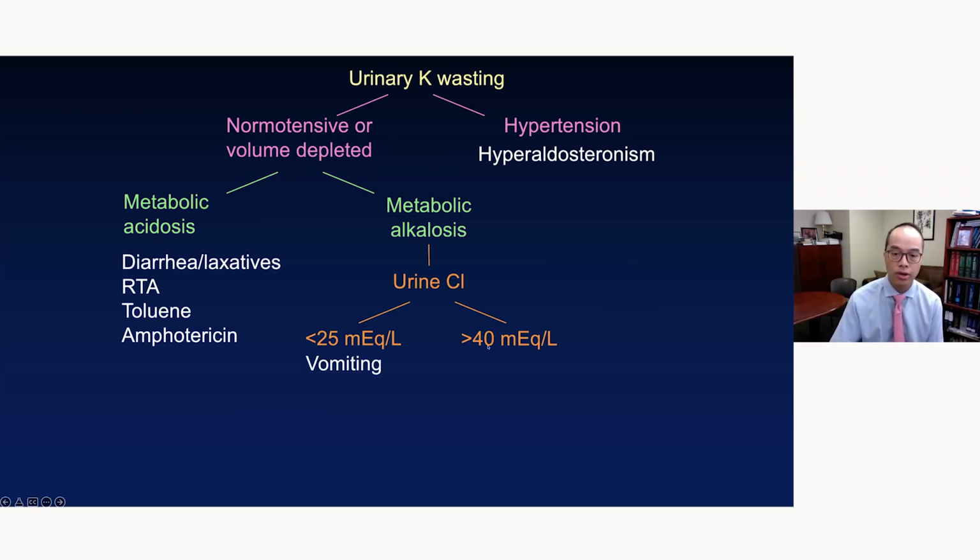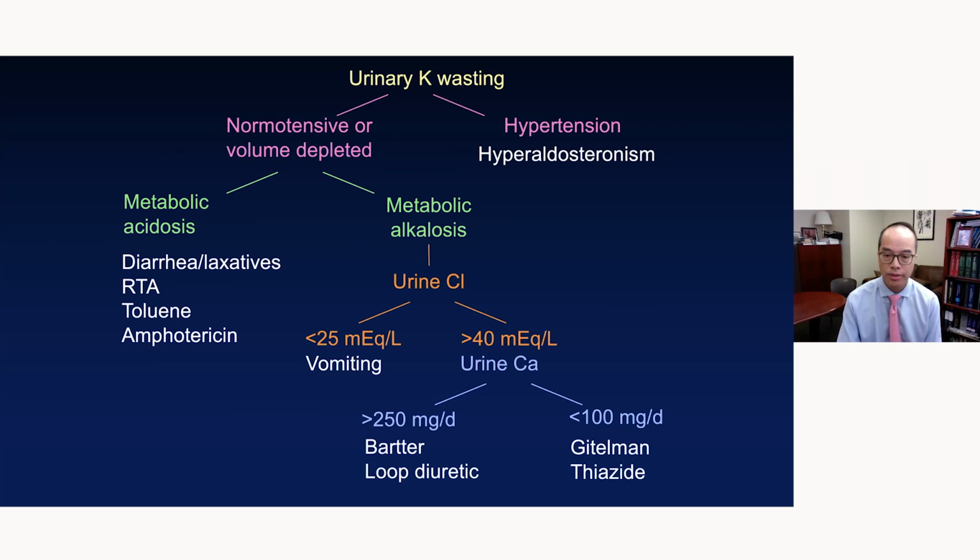If the urine chloride is high, greater than 40, it suggests that the problem is urinary sodium chloride wasting from the thick ascending limb or distal tubule, increasing the sodium presentation to the collecting duct, where it's reabsorbed in exchange for K secretion.